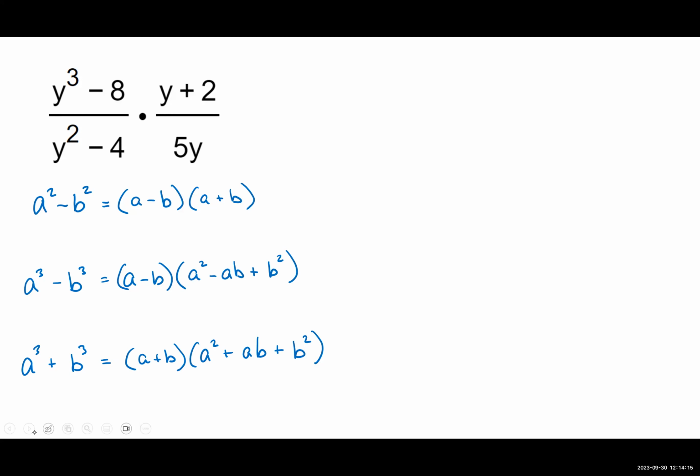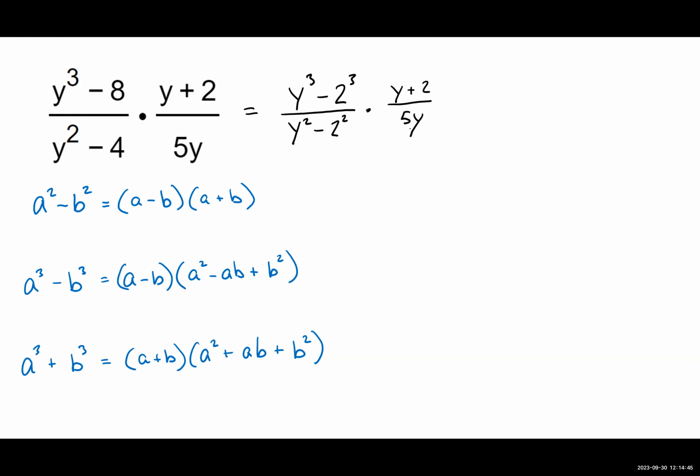So let's start with the y cubed minus 8. Well, y cubed minus 8, that's a perfect cube minus a perfect cube, because 8 is 2 times 2 times 2. So that's y to the third power minus 2 to the third power. And then on the bottom, the y squared minus 4, that's a square minus another perfect square. 4 is 2 squared, 2 times 2. Then we've got a y plus 2 and a 5y.